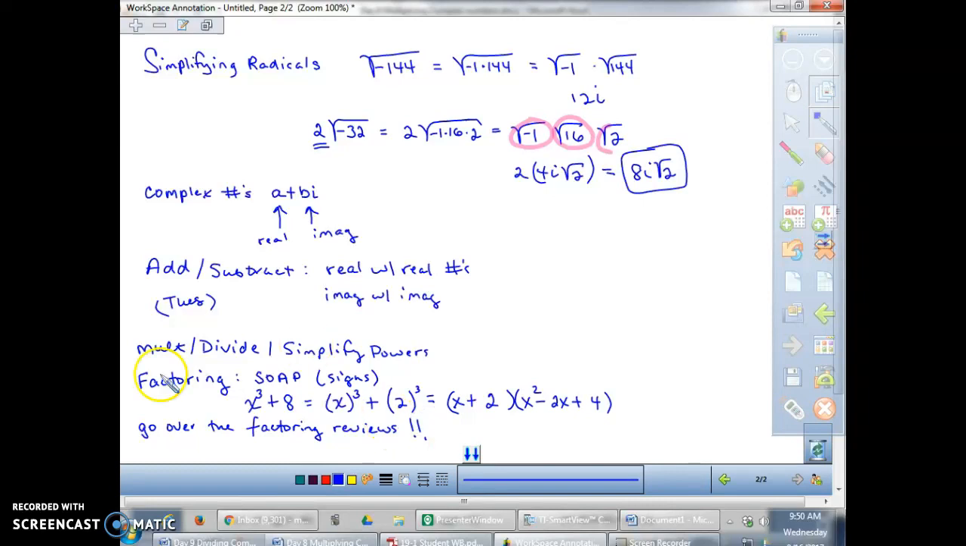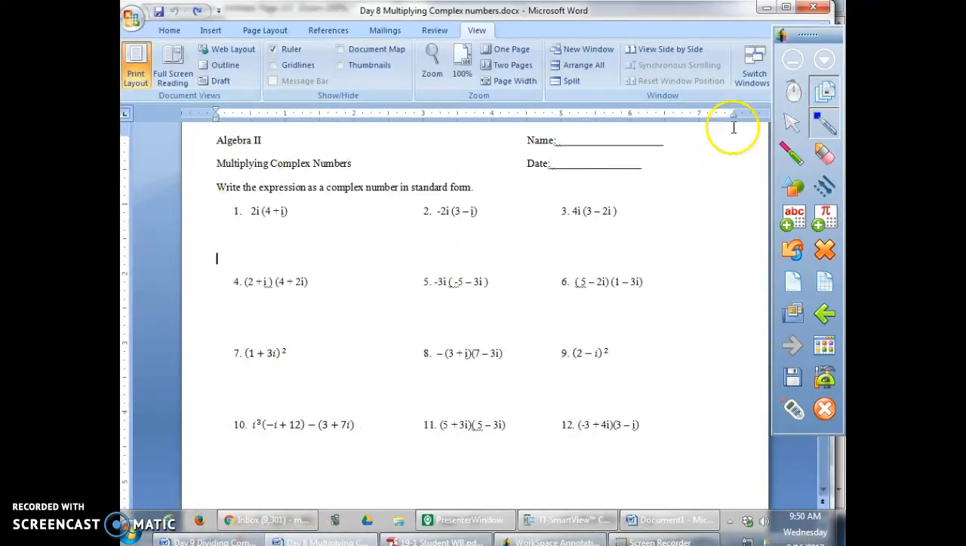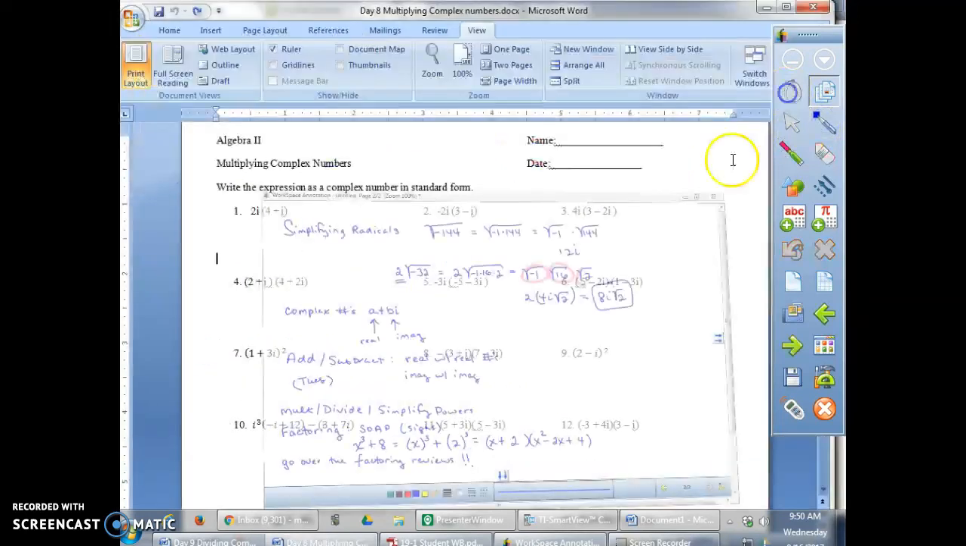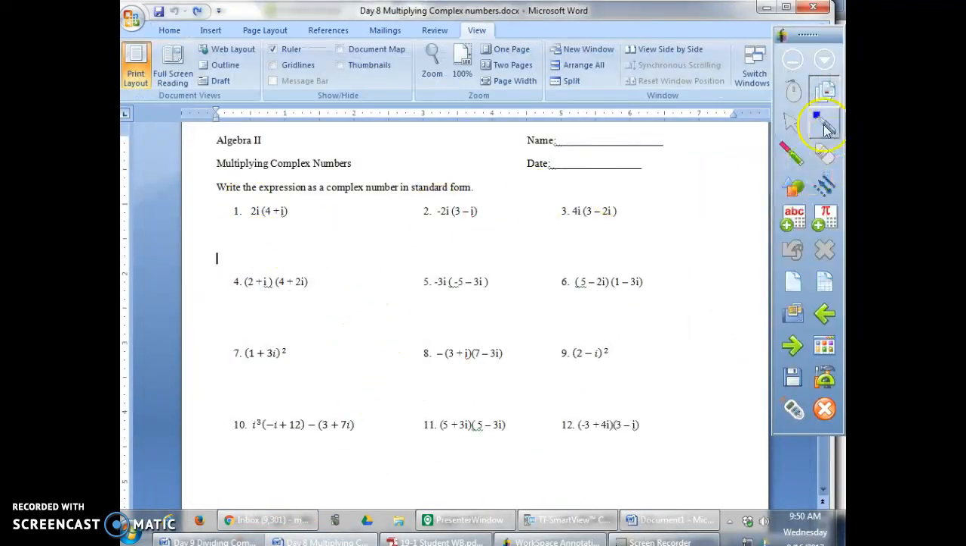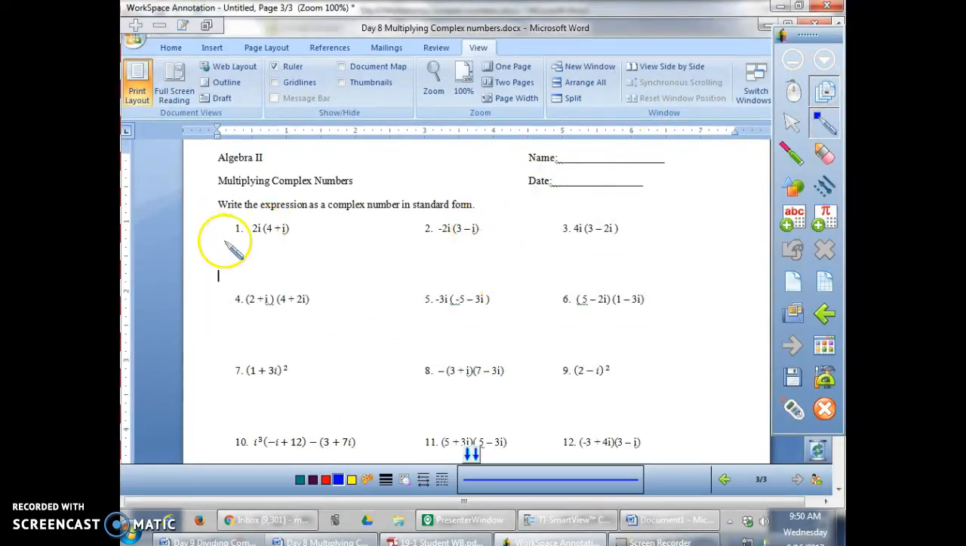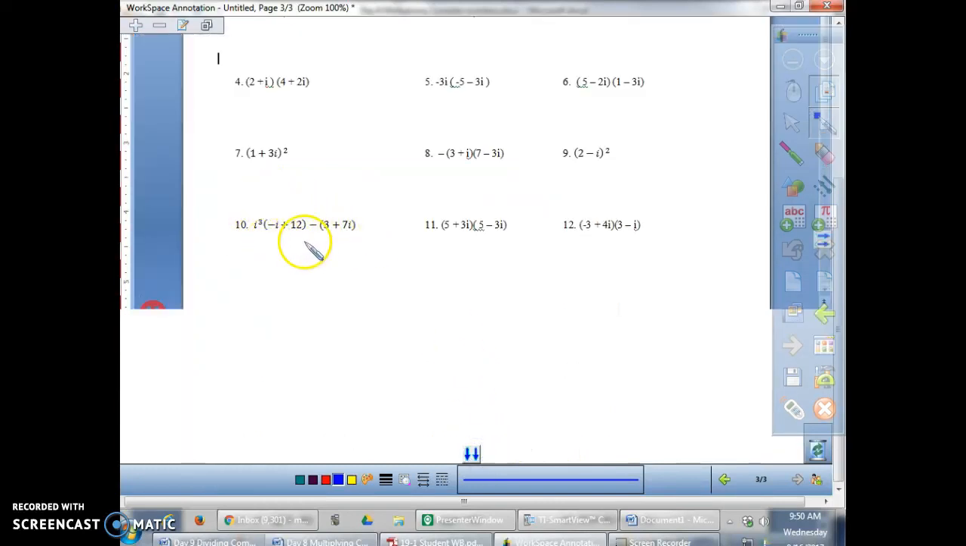I do want to go over some of the problems from yesterday's homework, so I'm going to pull that up. So here I have multiplying, so I'll do a few of these with you. I'll probably choose some of the harder ones from the ones you did yesterday. These don't look too bad. Maybe I'll do number 10 with you because it's a little bit more involved.